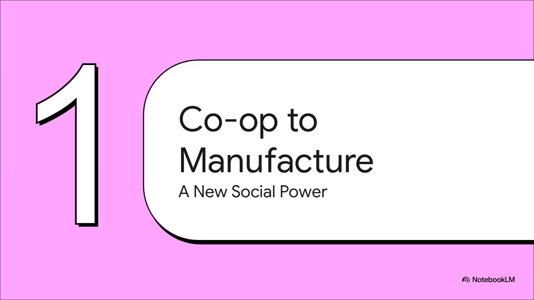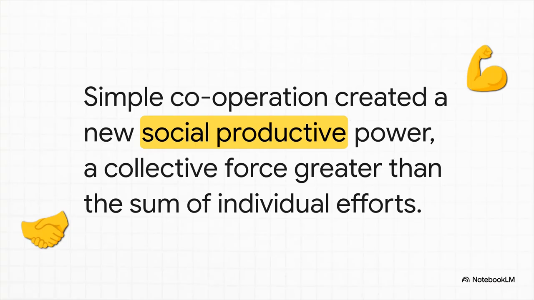Okay, so first things first. Let's build that bridge. We need to connect the general idea of cooperation, which we've already covered, to this very specific historical system that Marx calls manufacture. Now, if you recall, we established that bringing workers together under one roof creates something new, a social productive power. This collective force is more than just the sum of its parts. And once capital buys up all that individual labor power, this new collective force belongs to capital.